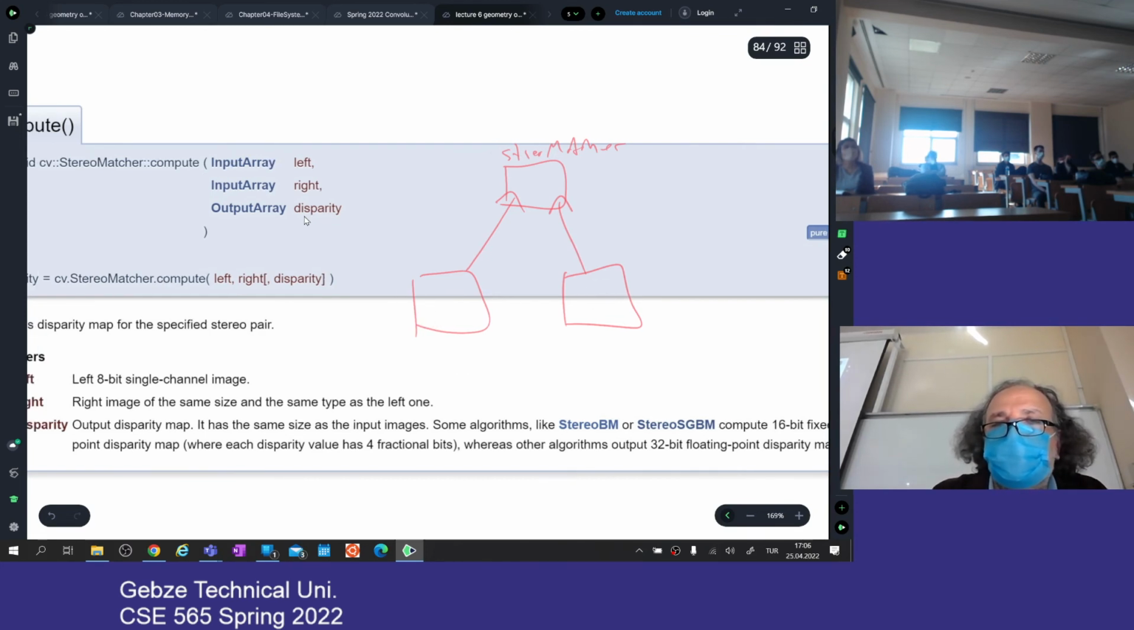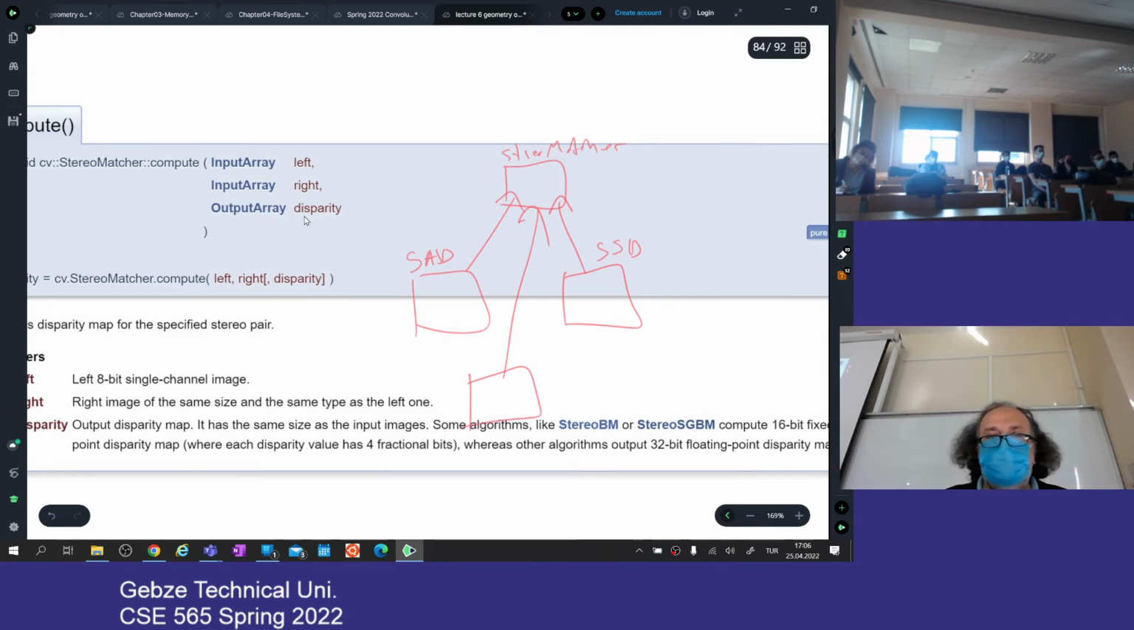One of them, for example, calculates the disparity using SAD. This one calculates using SSD. The other one calculates using dynamic programming, etc.